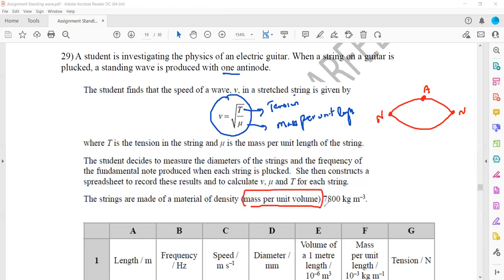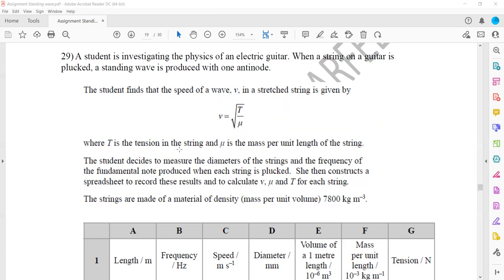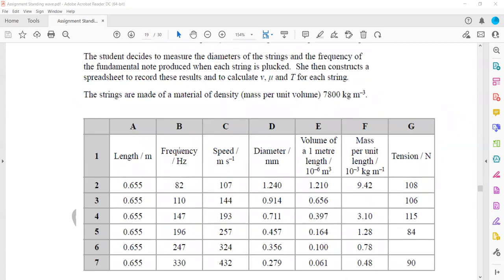She then constructs a spreadsheet to record these results and calculate the values of v, mu, and T for each string. The string is made from a material having mass per unit volume, which we also call density, of 7,800 kilogram per meter cube. This is a spreadsheet with the values the student completed. The first column is length, the second frequency, the third speed, the fourth diameter, volume of 1 meter, mass per unit length, and then the tension.